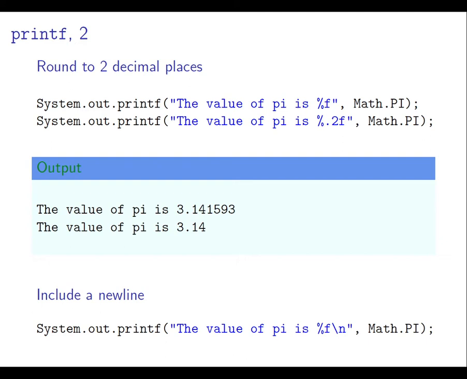Some things that you may have come across in other languages, maybe in Haskell previously, \n is a new line, and there's various other options here like \t as a tab character and so on. And that can also be quite handy.